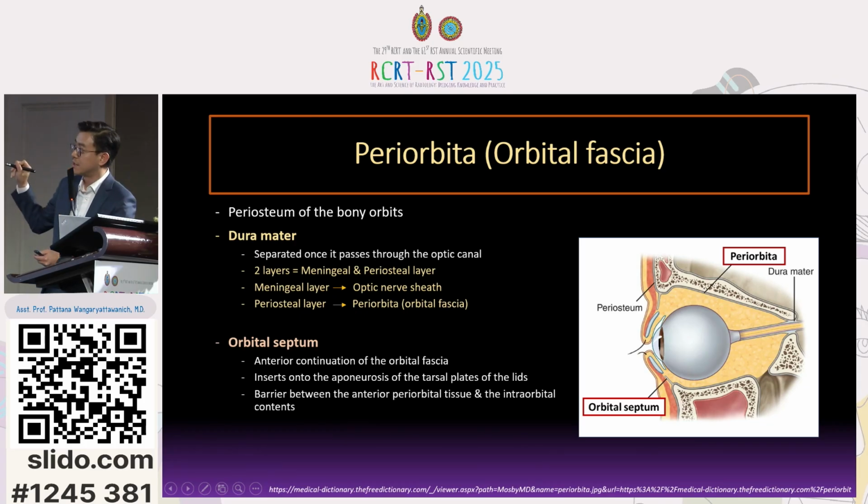And this is the structure that we use in the classification of orbital cellulitis into pre-septal and post-septal orbital cellulitis. Because if inflammation still is confined anterior to the orbital septum, that is classified as pre-septal cellulitis. And if infection progresses, it can spread through the orbital septum back into the posterior aspect of the orbit, and that will be classified as post-septal cellulitis.